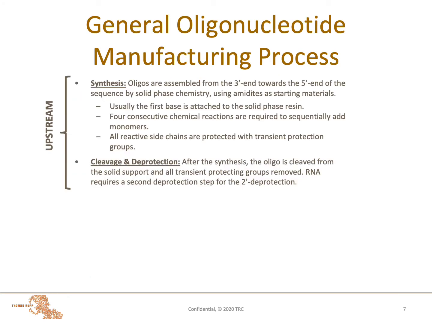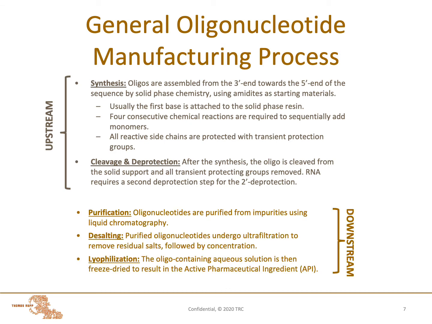Where do these impurities come from? In a general oligonucleotide manufacturing process, we have the upstream with the synthesis and the cleavage and deprotection, and we have the downstream with the purification, desalting, and lyophilization. And in case of siRNA, between the desalting and the lyophilization, of course, there is another annealing step. In case of a conjugate oligonucleotide, the final step before the purification would be the conjugation reaction.